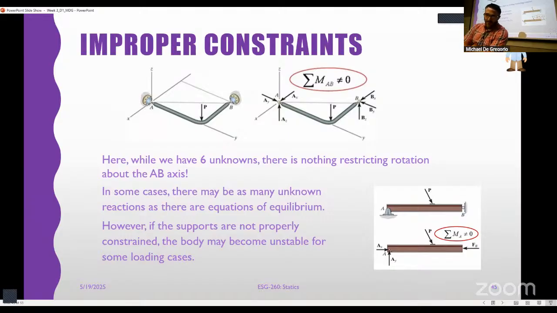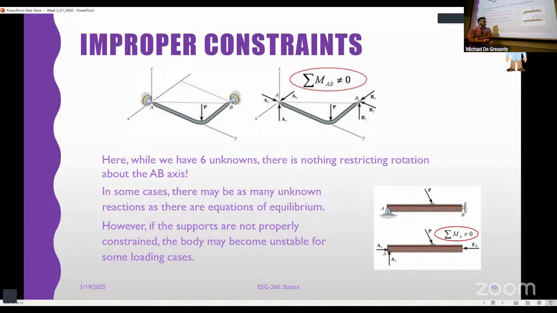In some cases, there may be as many unknown reactions as there are equilibrium equations. If the supports are not properly constrained, the body may become unstable. So it's a stability issue. And the bottom one here, again, it typically revolves around moments that are non-constrained, right? So if you were to look at this, your sum of your moments here would be non-zero if you were doing it at A, right?